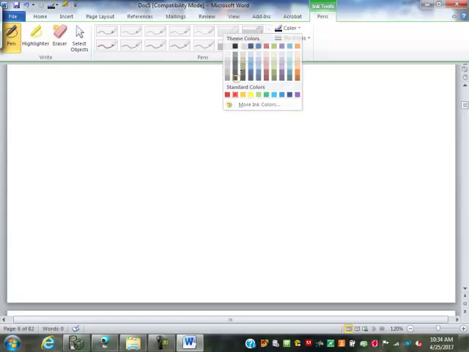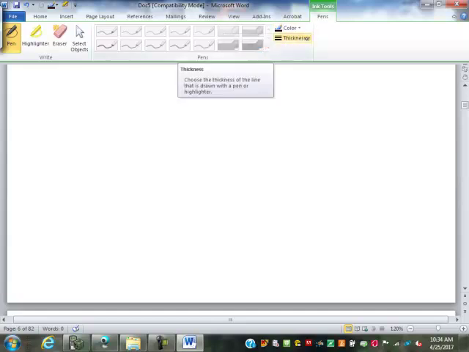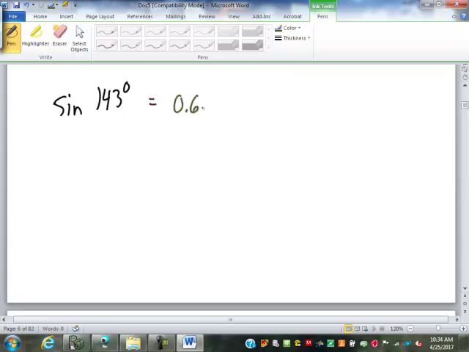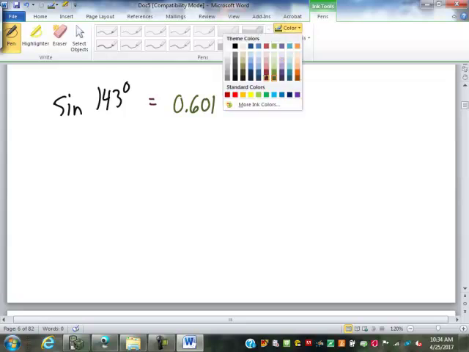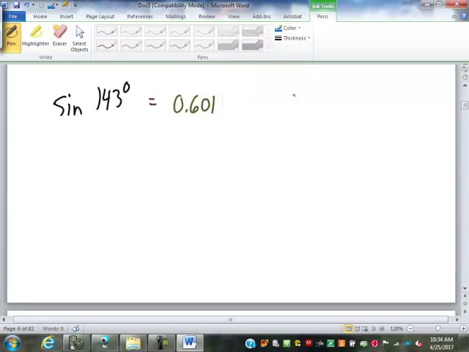It's going to be calculator workout time. If I ask you for the sine of 143 degrees, what's it going to be? What's that? 0.601. Okay. So we can find the sine of 143 degrees, but I want to know the sine of what other angle?